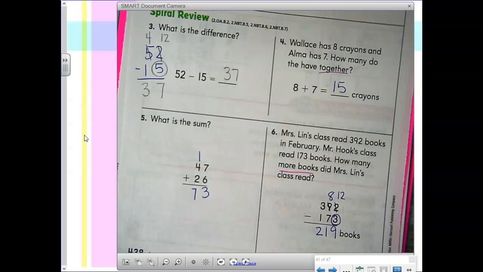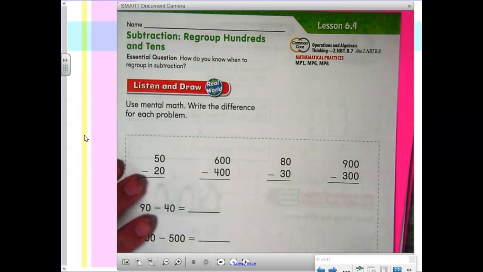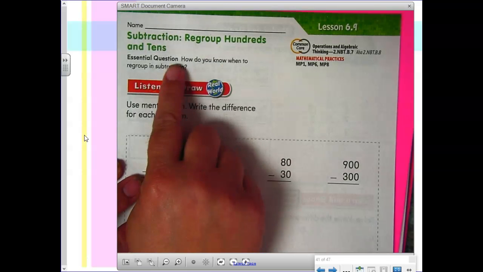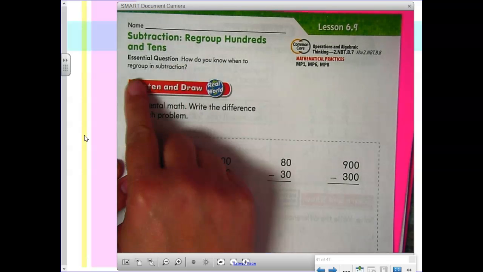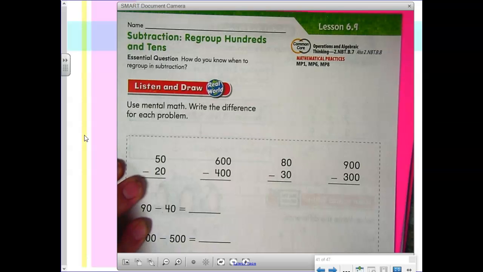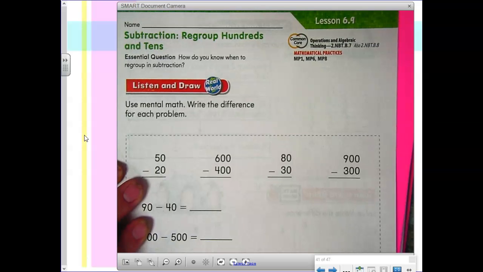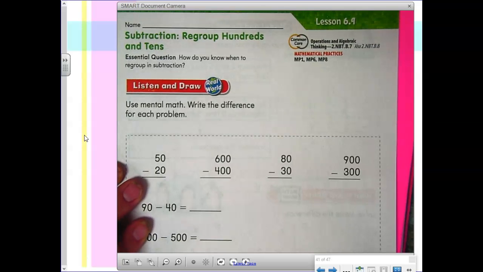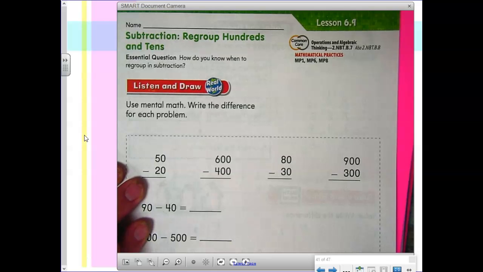All right, when you're ready, turn the page. We're going to find out today how do you know when to regroup in subtraction? We're going to figure out what happens when you need to regroup in any place. When do you need to regroup in the tens or the hundreds? Or maybe both places.